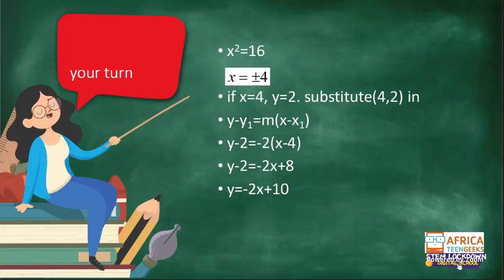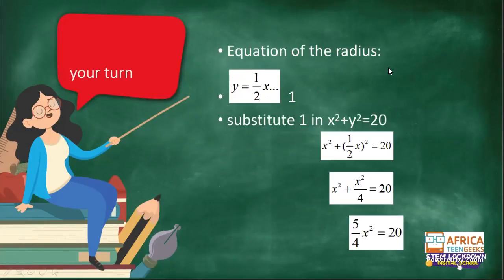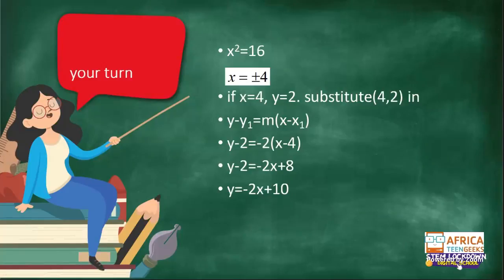Okay, so here, you're going to see that you have x squared, which is equal to 16. And then you'll have two values of x, one that will be 4, and then you have one that will be negative 4. Now, if x is equal to 4, when you substitute x equal to 4 into this equation here, you'll find y equal to 2. Therefore, you're going to have the coordinates 4, 2.